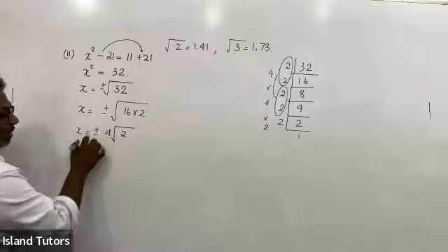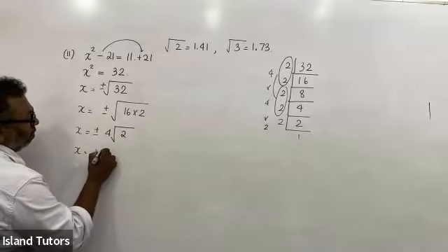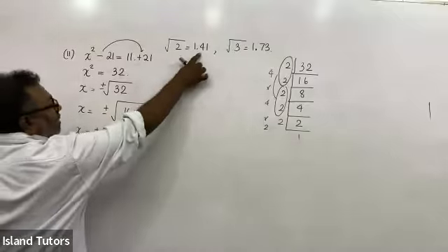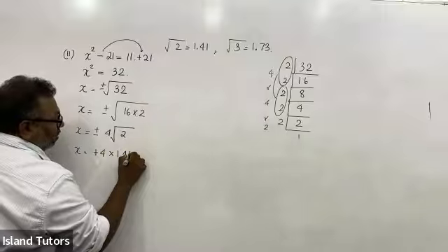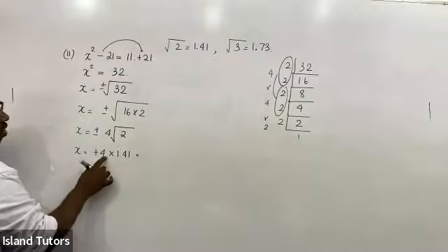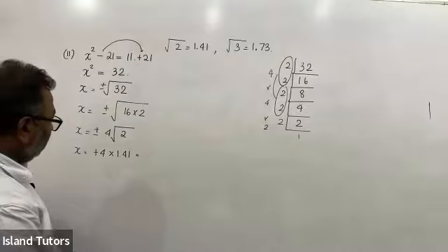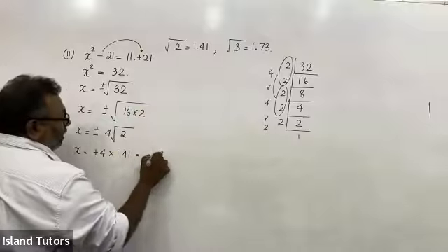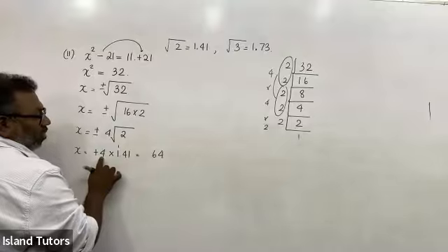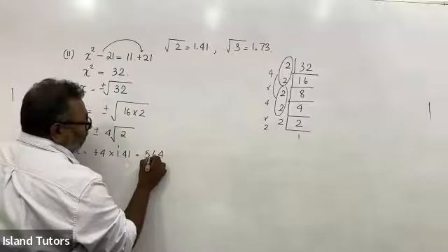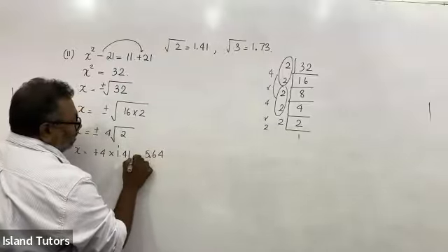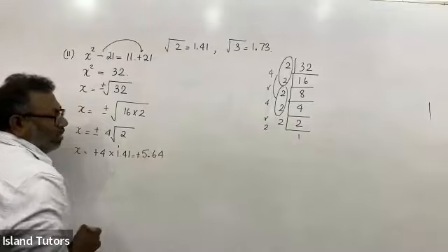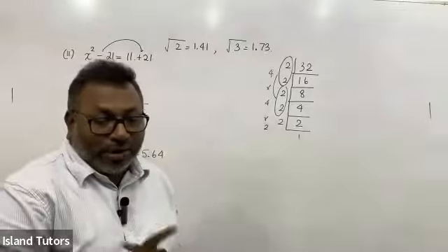So we'll take the plus first. X is equal to plus 4 multiplied by square root of 2. They have given us 1.41, which is 4 into 1.41. How much is that? 1 into 4 is 4. 4 into 4 is 16. 1 into 4 is 4 plus 1, 5. So plus 5.64. That is one answer.